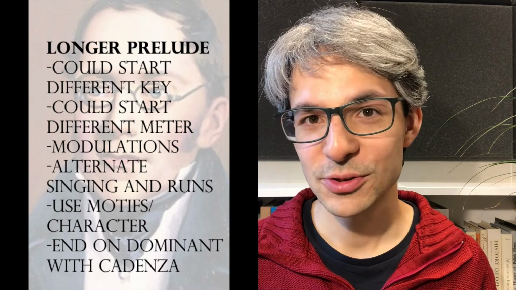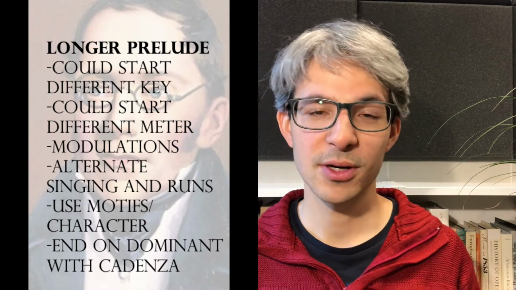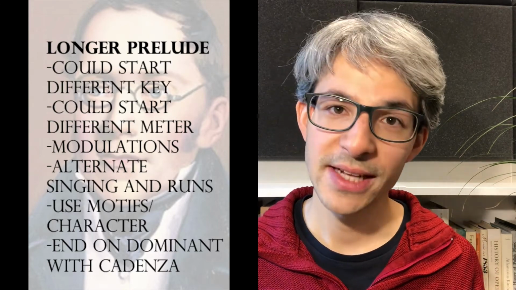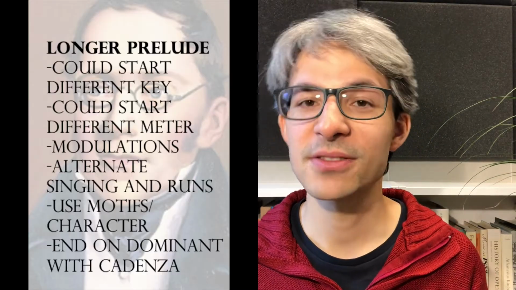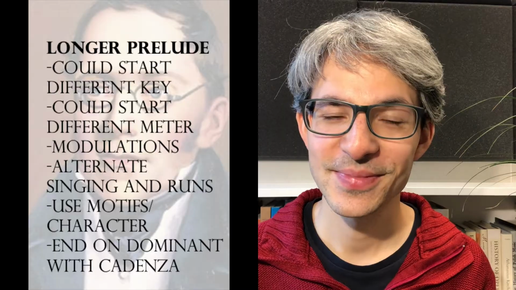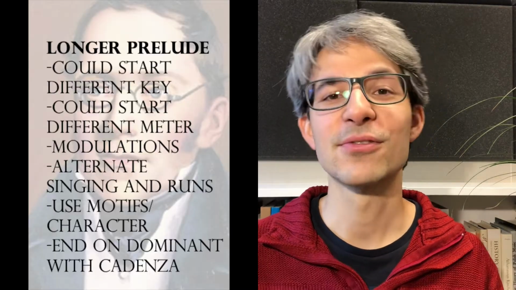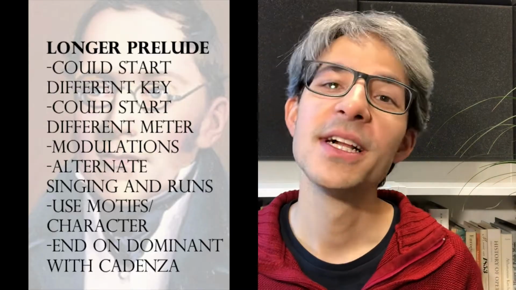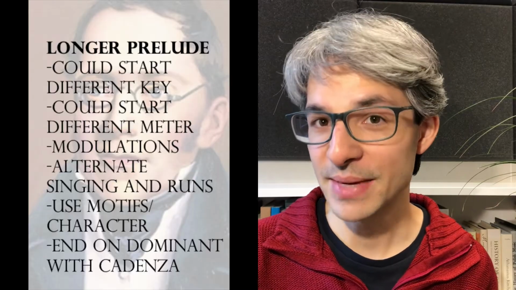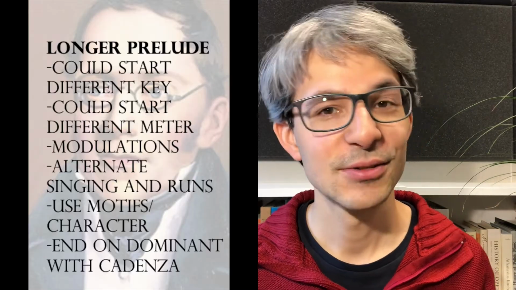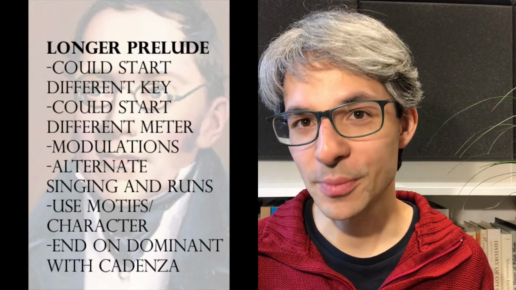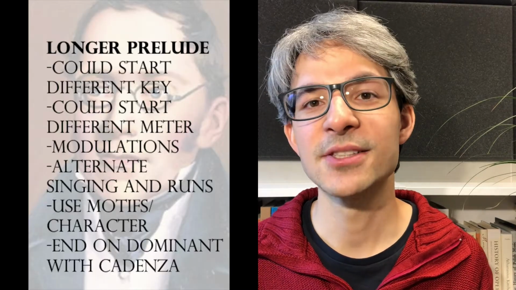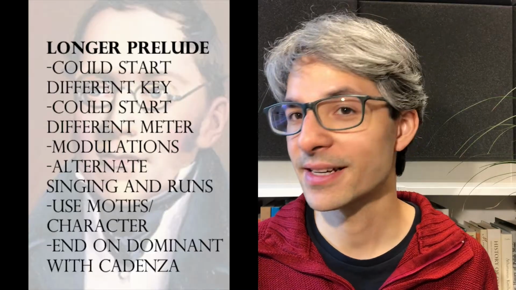The longer prelude works in much the same way as the simpler prelude. You can use hints of motives of the coming piece, but not actually entire themes, because that would ruin the actual piece. Alternate more singing phrases with passage work, and feel free to start it in a different meter from the actual piece, which also seems quite crazy to me. It should end on the dominant chord of the next piece and then jump right into it by way of a cadenza.